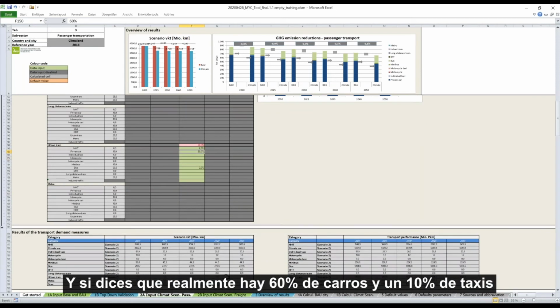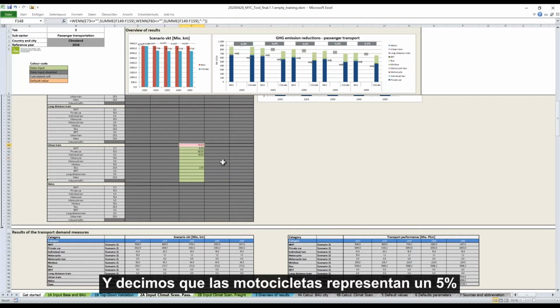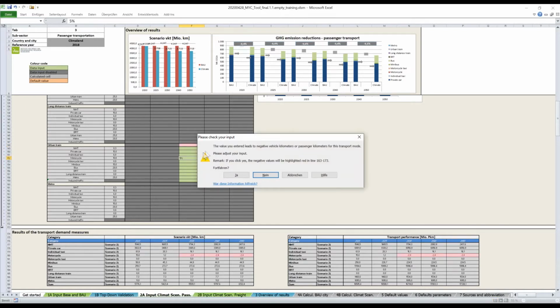And if you say, actually, I say 60% of cars and 10% of taxi, and we have to go to 100, of course. And we say motorcycle, and it's also 5%. Oh, what's going on? The value you enter leads to negative vehicle kilometers for this transport mode. Please adjust your input.